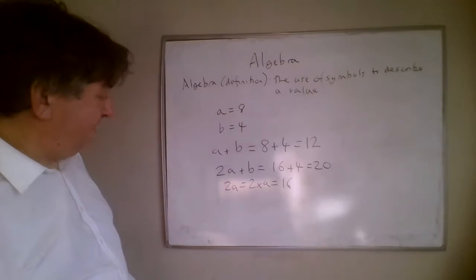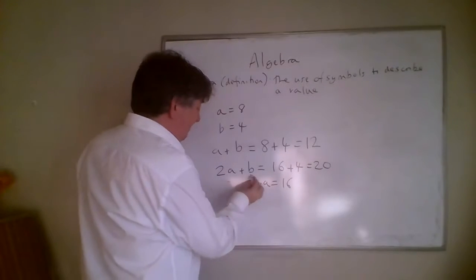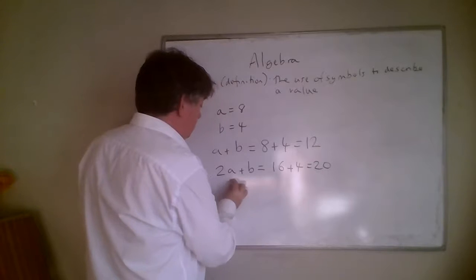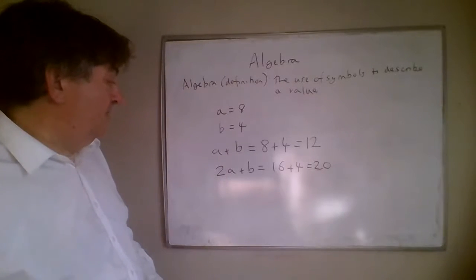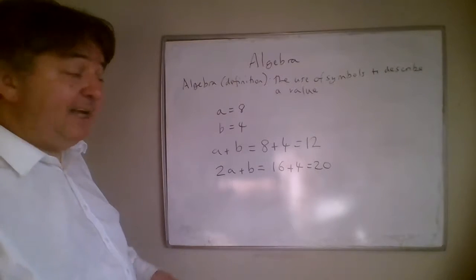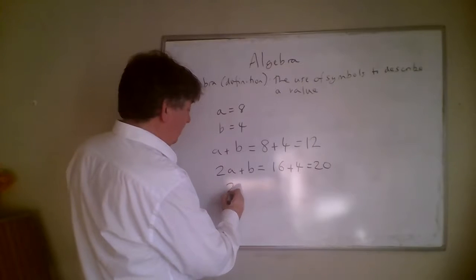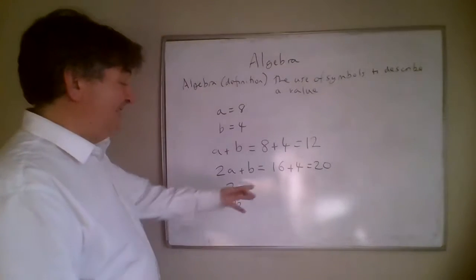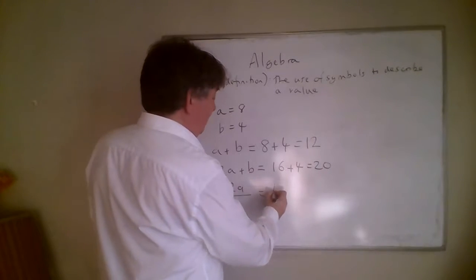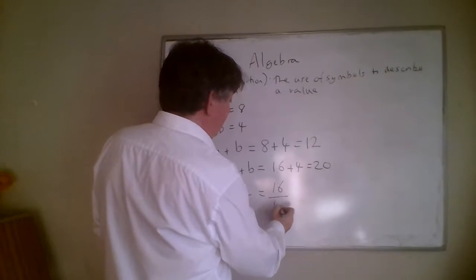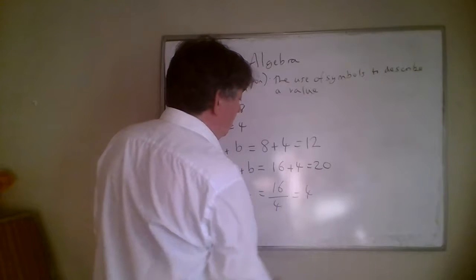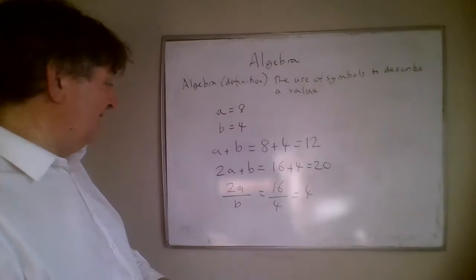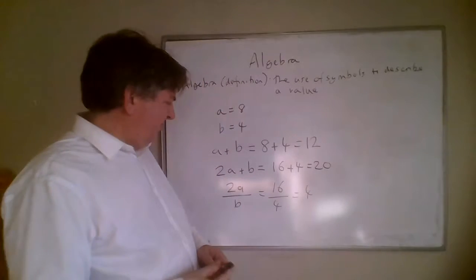So let's go a little bit further with this. Let's do 2A divided by B. So 2A divided by B, we know that 16 divided by 4 equals 4. So we can see this. So far so good.